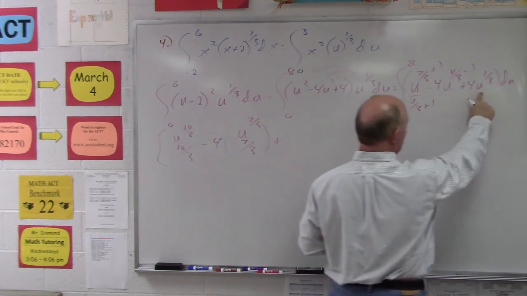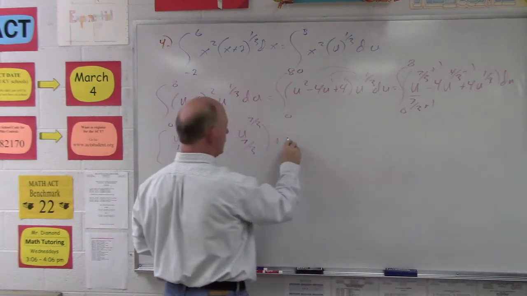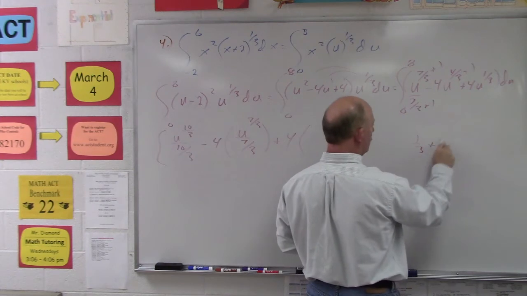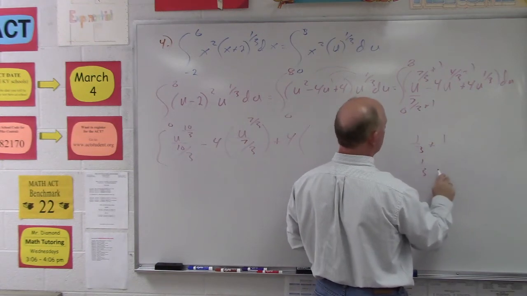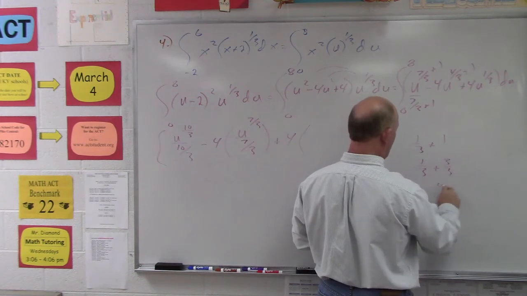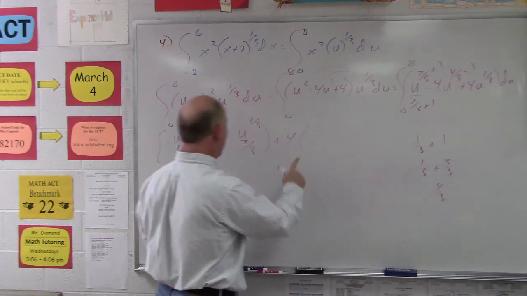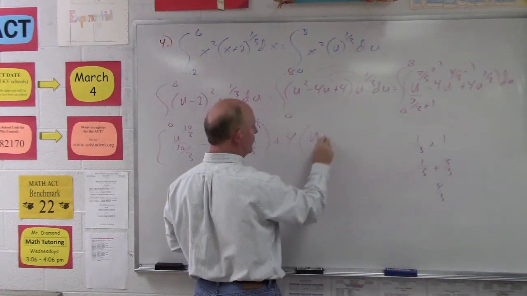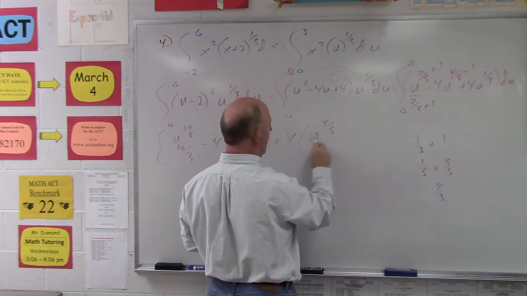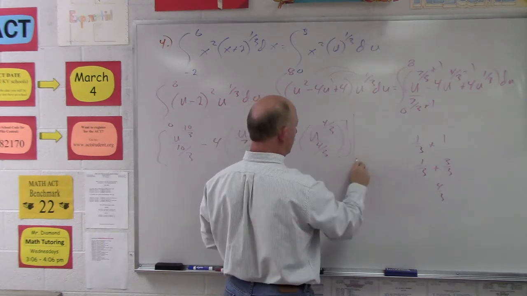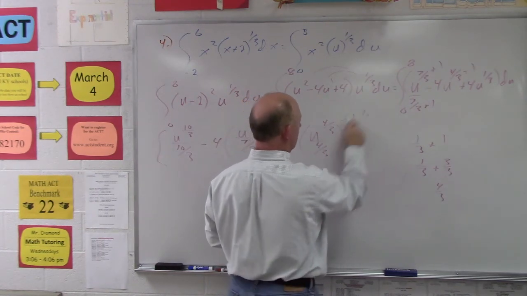Okay, finding the antiderivative of u to the 1/3. Now we got 4 times. Now 1/3 plus 1 is 1/3 plus 3/3, or 4/3. So finding the antiderivative of u to the 1/3 becomes u to the 4/3 power divided by 4/3. All right, all that from 0 to 8.